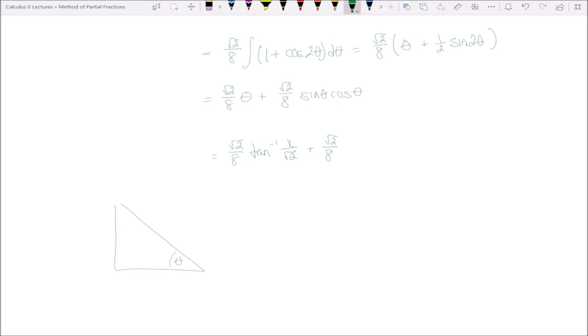at our triangle. There's theta. Tangent was x over root 2. Right, so hypotenuse is square root of x² + 2. Right, so sine would be x over square root of x² + 2. Cosine would then be square root of 2 over square root of x² + 2. So we get root 2 over 8 inverse tangent x over root 2 plus x over 4 times (x² + 2).